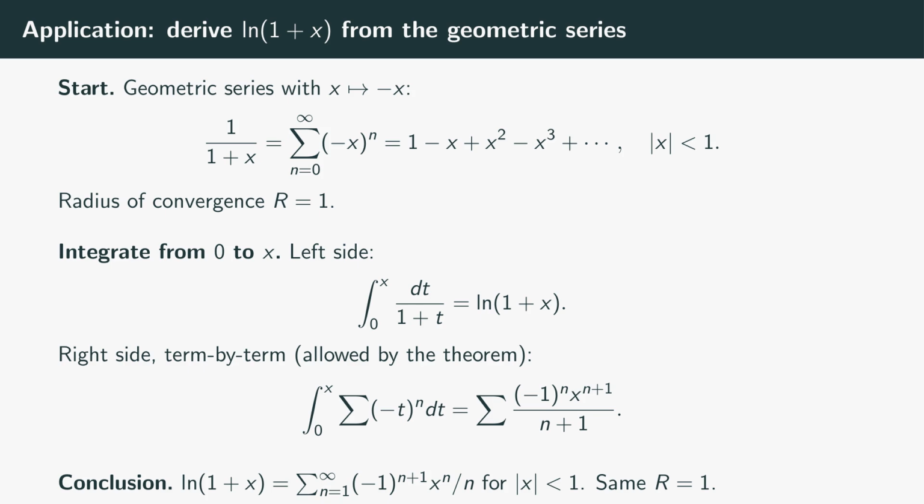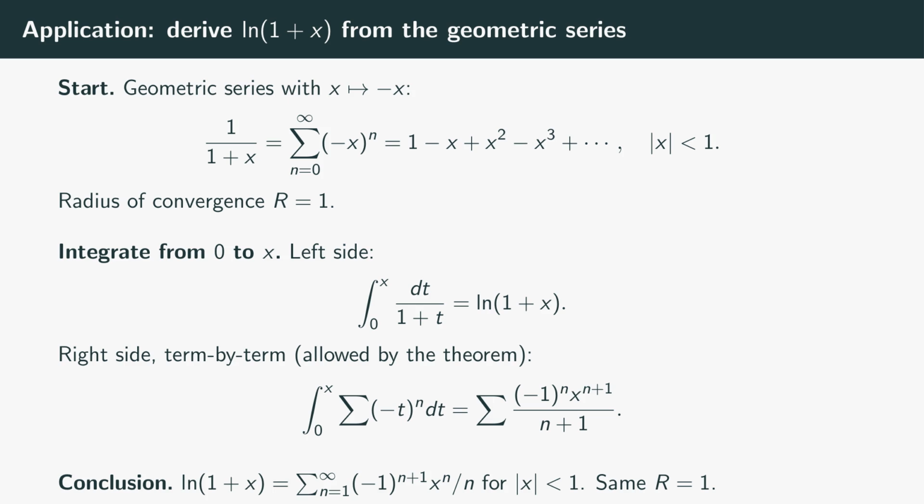0 to x. On the left, the integral from 0 to x of dt over 1 plus t. This is a standard integral. The antiderivative of 1 over 1 plus t is the natural log of 1 plus t. So the integral equals the natural log of 1 plus x minus the natural log of 1, which equals the natural log of 1 plus x.